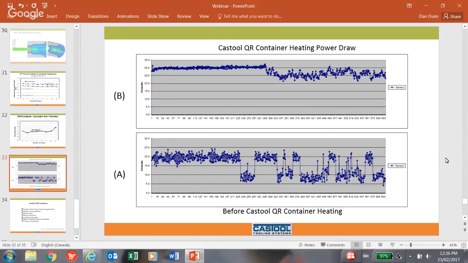Data log B shows the smooth and steady application of heat to the container. Then once again, the process control system takes over, which is a much lower application of power during the cycle. This data was measured over 603 billets.